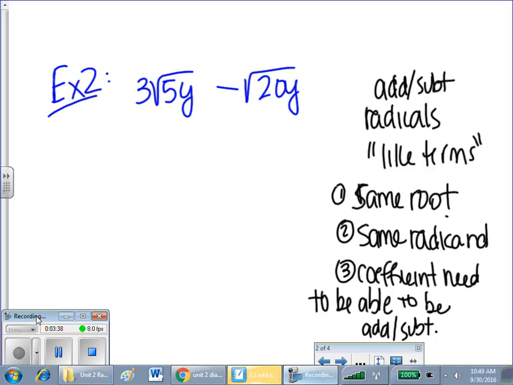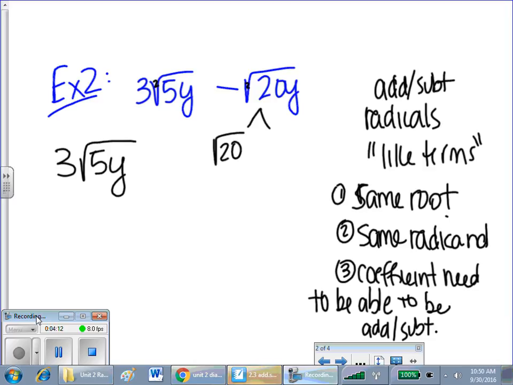Okay, so let's start with this first example, or example 2. First of all, I see that the roots are the same. They're both square roots, right? But the radicands are not the same. Well, I need to ask myself, can I reduce any of these radicands, or these radicals? Well, 20y, I feel like I could probably reduce it, so I'm going to look into that. The 3 radical 5y, that 5 can't be broken down, y to the first can't be, so that's going to stay the same. But this guy, I'm going to try to reduce.